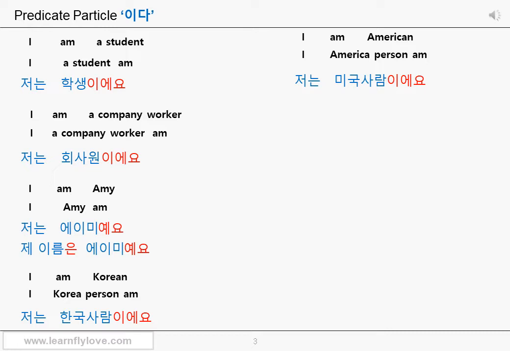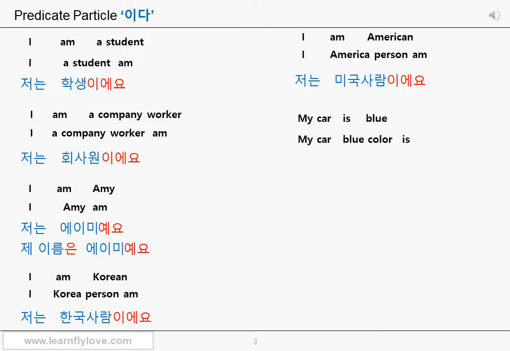But we have a special name for the countries like Japan, China, Thailand, Germany, the UK, mainly England, and the USA. So American is 미국 사람. The country plus 사람. 저는 미국 사람이에요. I am American.